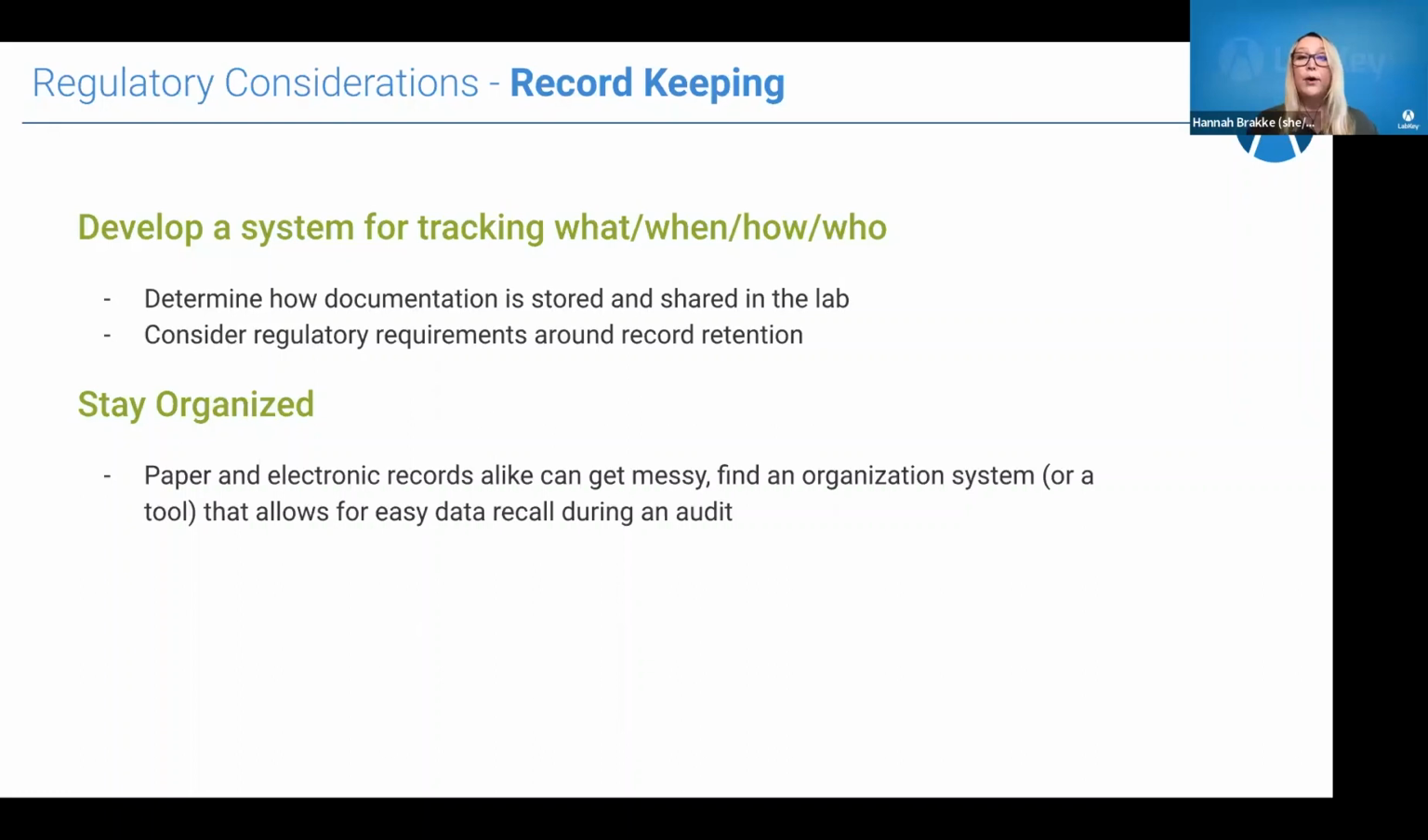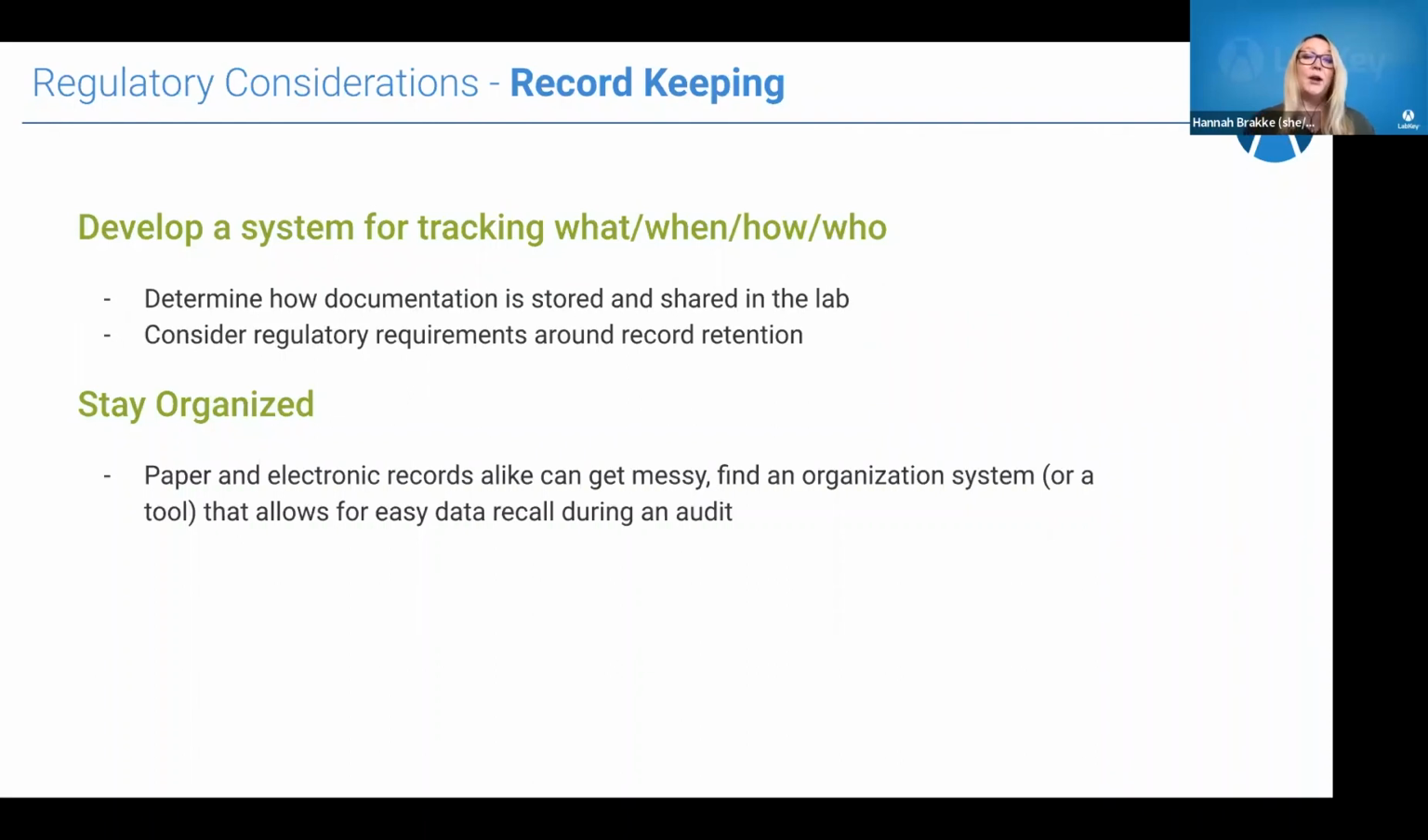So if you've got paper SOPs, having that master SOP binder in very easy to access locations as people are doing their work, or a file on a shared drive, something like that. And then also make sure that you're considering those regulatory requirements around record retention. So most bodies are going to require you to keep it for a certain amount of time, and that kind of varies between the agencies. So look into that and then come up with a plan for making sure that you're retaining those records. And then, of course, staying organized.